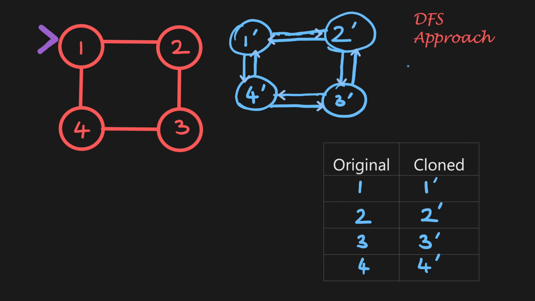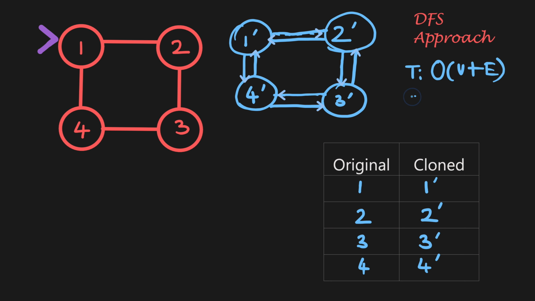The time complexity of this approach is O of V plus E. Because we process each node V exactly once when we first create it. For every node, we iterate through its neighbors. This means across the entire run, we visit every edge E exactly once from each side.